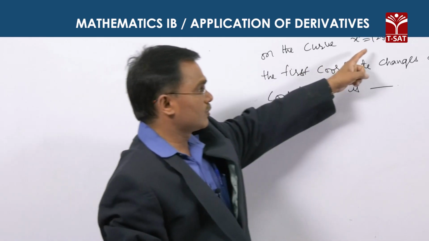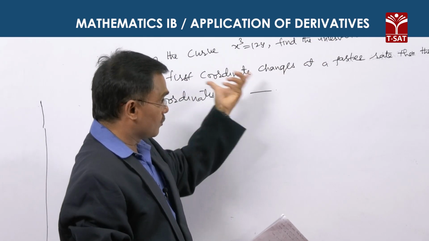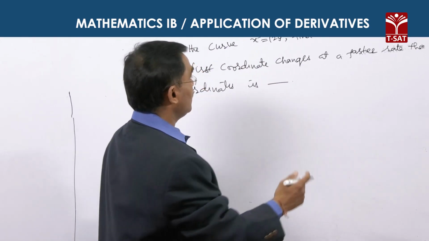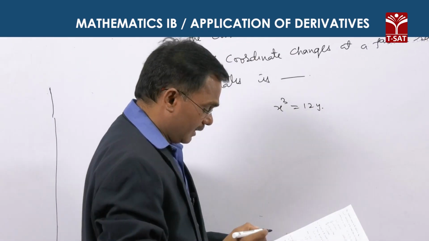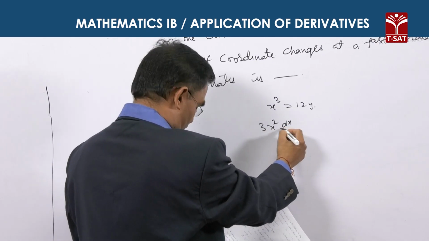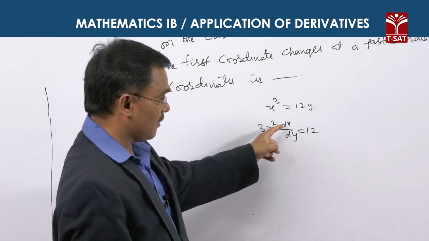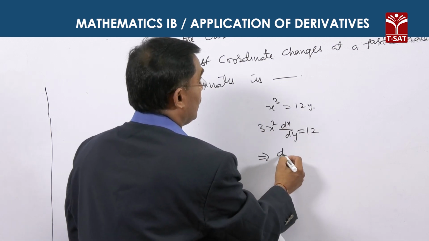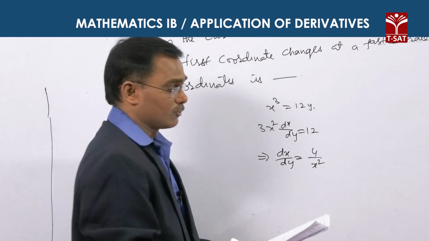So on the curve x cube is equal to 12y, find the interval in which the rate of change of the x coordinate is faster than the rate of change of the y coordinate. Right. So the curve equation is x cube is equal to 12y. Differentiating, we get 3x square into dx by dt equals 12 dy by dt. With the rate of change of the x coordinate being faster, dx by dy is equal to, simplifying, 4 by x square.